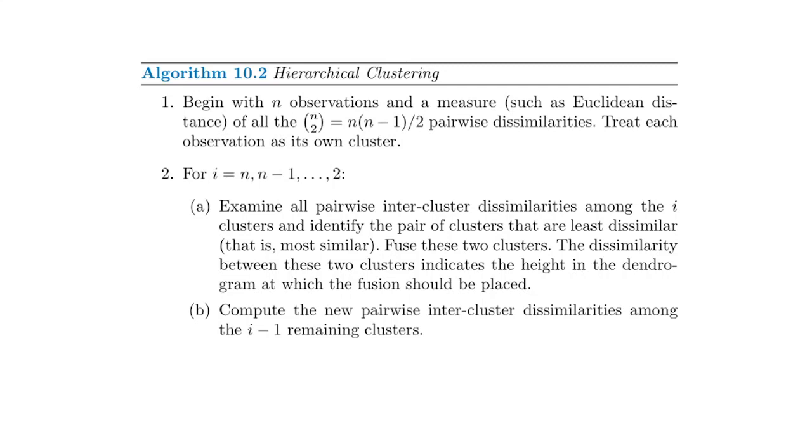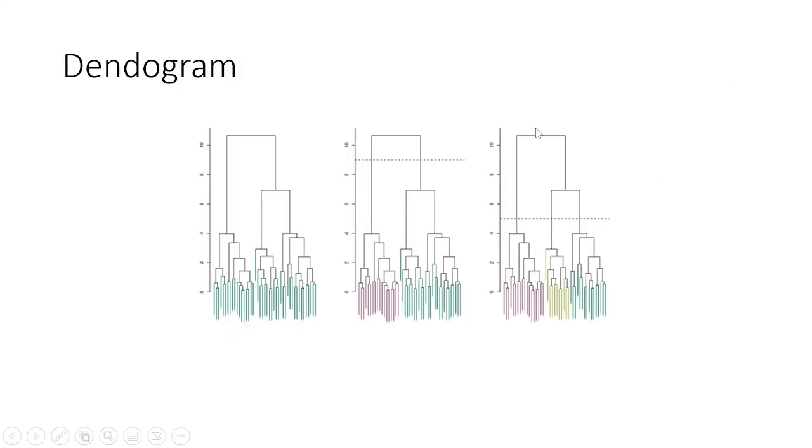The dissimilarity between these 2 clusters indicates the height in the dendrogram at which the fusion should be placed. So if they are closer together in terms of the height of the dendrogram, it means that they are similar. If they are further away, it means that they are dissimilar. And then we compute the new pairwise intercluster dissimilarities among the i-1 remaining clusters, and then we do it again and again and again until there is only one group. So on top of this dendrogram there's only one group, but as you go down below you can have 2 groups, and then 3 groups, and so on and so forth.